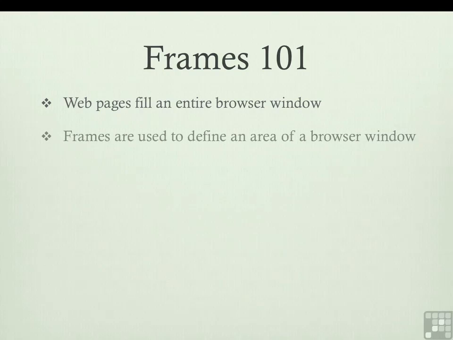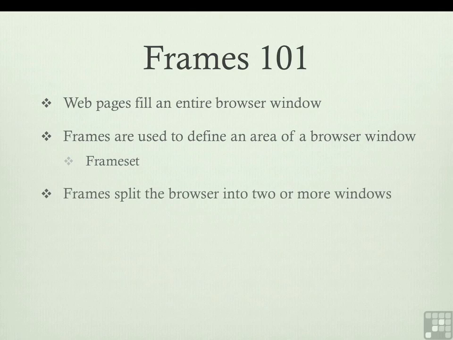Frames are used to define an area of a browser window, and they're called actually the receiving documents. The framework for everything is called a frame set. And a frame set basically splits the browser into two or more windows, and those windows actually load web pages. So if you had a 25-page website, you'd have one frame set, and that would be the document that loads our web pages, and you'd have 25 separate web pages that go into that frame set.